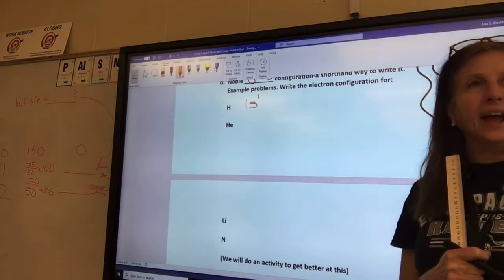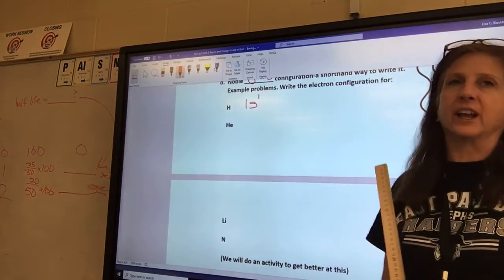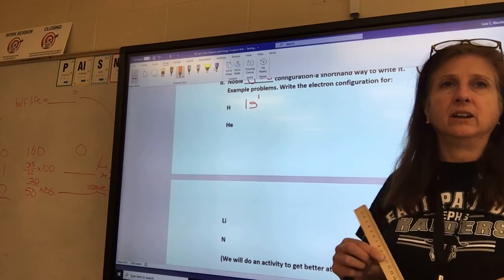Okay, how do we feel about that? On level 1, it's an S-shaped room, and it's got 1 electron in it. Good? Is that it? That's it.